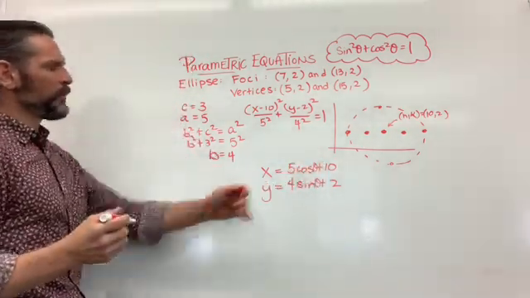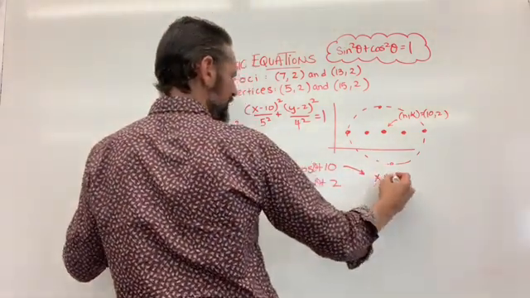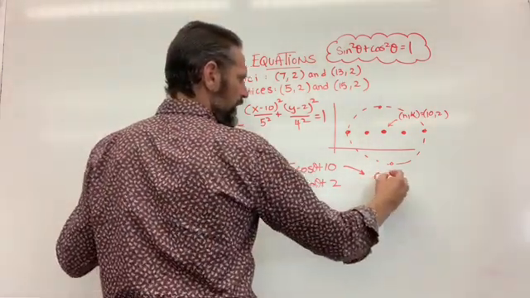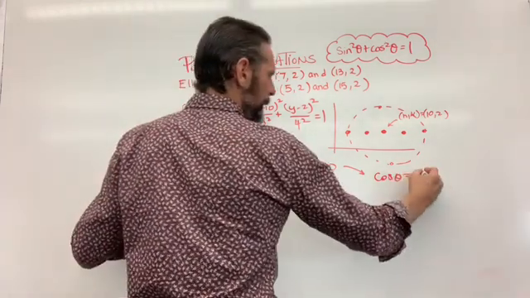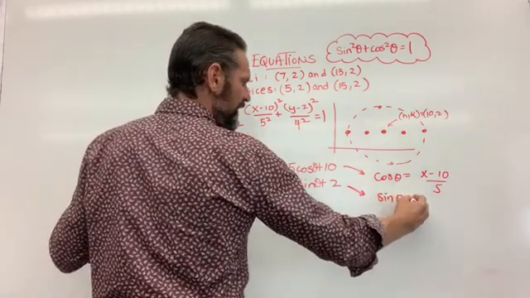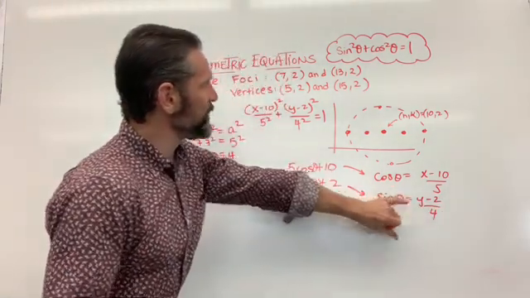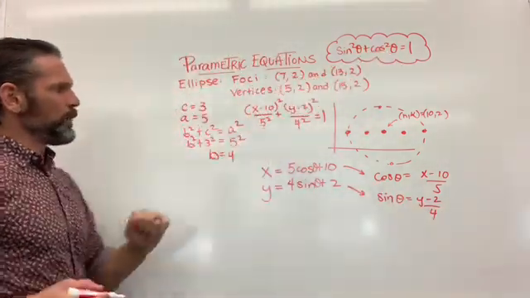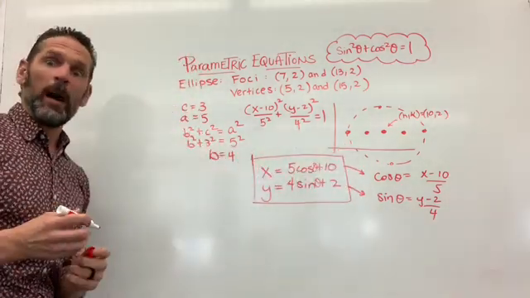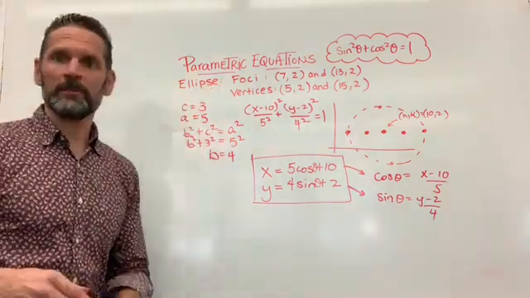If I then substitute back and work the problem forward, this implies that cosine theta is equal to (x minus 10) over 5, and this implies that sine theta is equal to (y minus 2) over 4. If I substitute that into that equation, I will get this. So I know I've done it right, and I can be quite confident that I've come up with the parametric equations for these particular conditions.